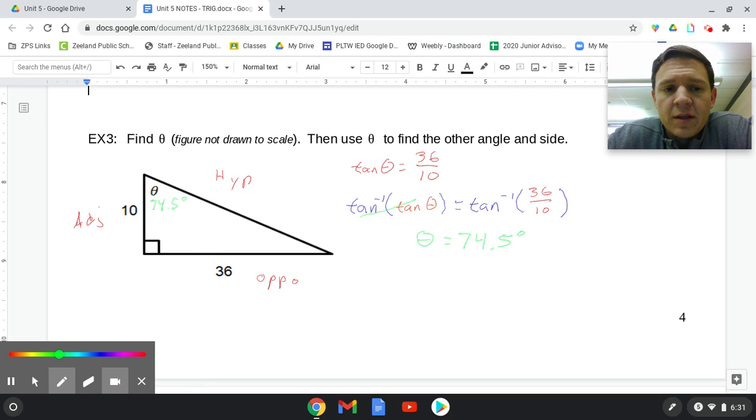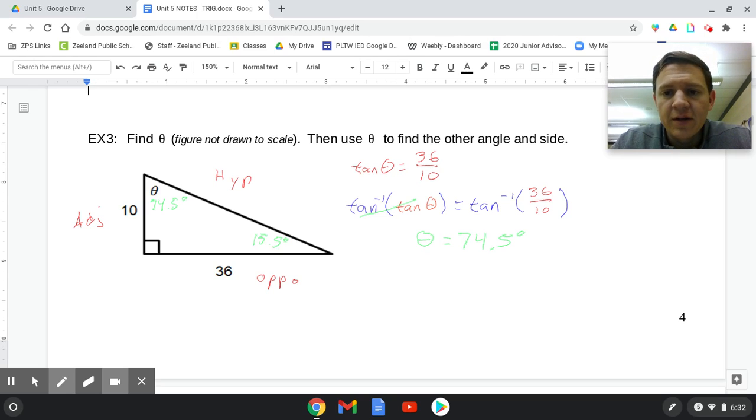Then to find the missing angle, I just have to use the triangle sum theorem. That's from geometry. Basically, all it says is all the angles in a triangle add up to 180 degrees. So 90 plus 74.5 plus our missing angle equals 180 degrees. So I just have to subtract 74.5 and 90 from 180. So 180 minus 74.5 minus 90. Oops, did that wrong. Leaves me with 15.5 degrees. So my missing angle is 15.5.